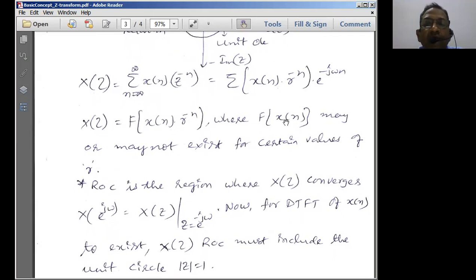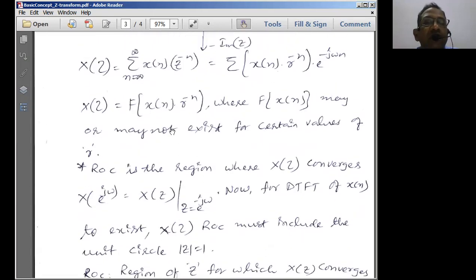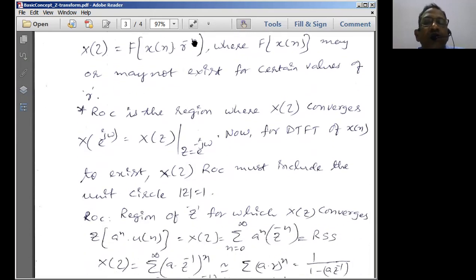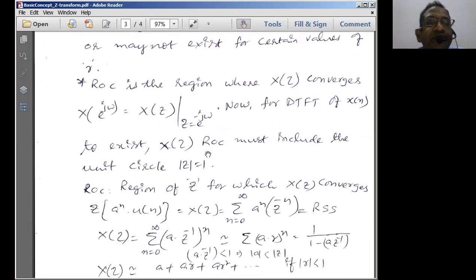where the Fourier transform of x of n may or may not exist for certain values of r. So here the Fourier transform of x of n may or may not exist for certain values of r. Even though the Fourier transform of x of n may not exist, the Fourier transform of x of n into r to the power minus n may exist for certain values of r. So this is the concluding remark we can make with this.